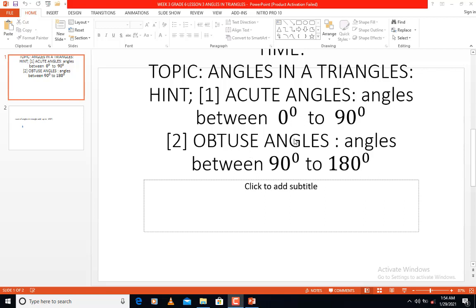Now, obtuse angles are angles starting from 91 up to 180. All those angles in between are called obtuse angles. So these angles, you must know them. If you are given a list of angles, you must be able to pick out acute angles, and you must be able to select obtuse angles.